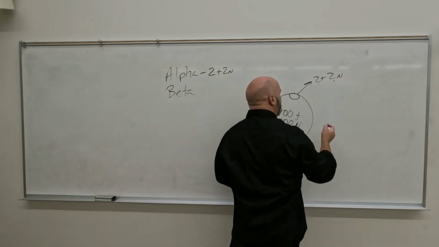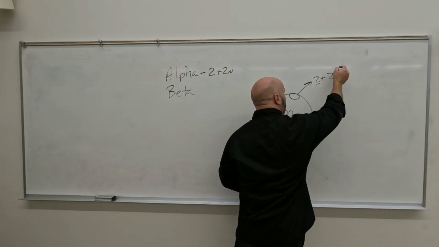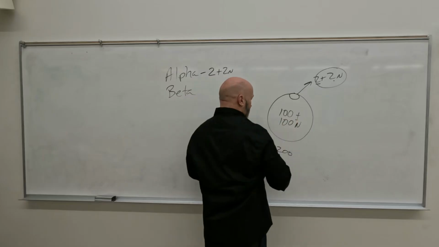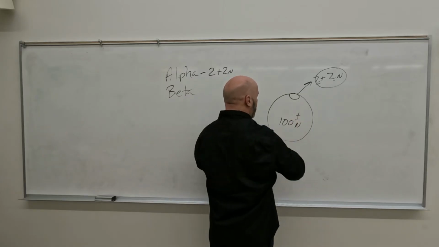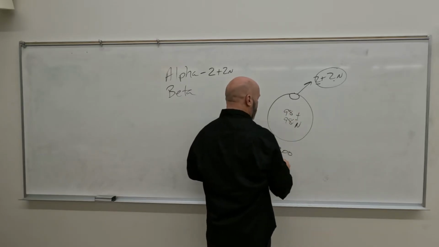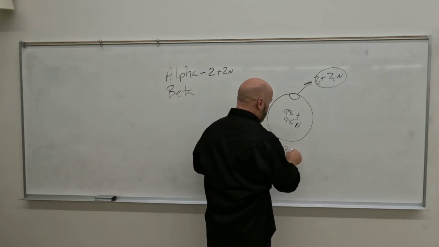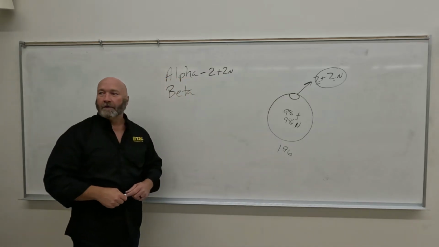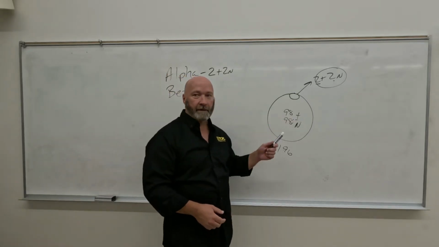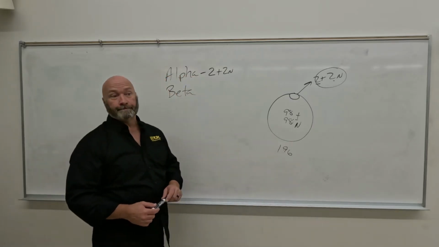So if I kick these out, what's the atomic number of that? 2. What's the atomic mass of all that? 4. So what happens to my atom at that point? It drops from 100 and 100 to 98 and 98, so what I've got is 196. So in that, what have I changed? The element. Now we've got a totally different element. It's a different animal altogether, right? And the atomic mass dropped quite a bit as well. Okay?